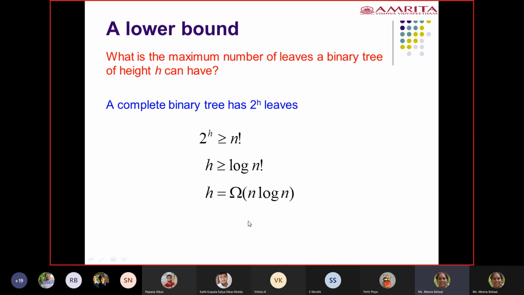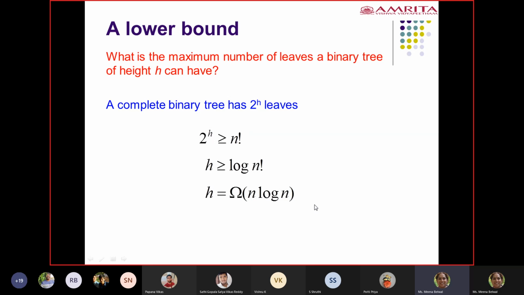Okay. So we are saying that the value of h is going to be minimum n log n, right? And this h is nothing but the number of comparisons we need to do. We may have to do fewer comparisons also, right? This is the worst case. In the worst case, the number of comparisons is the height of the tree, and that is going to be greater than or equal to n log n.